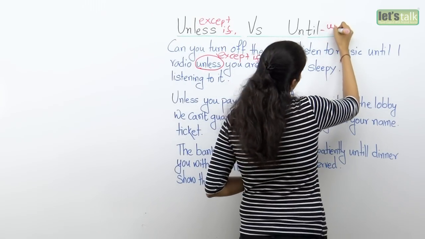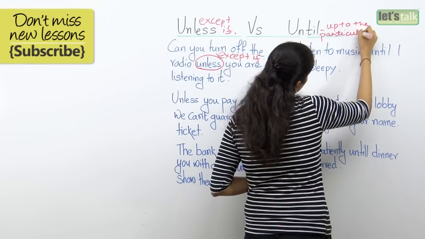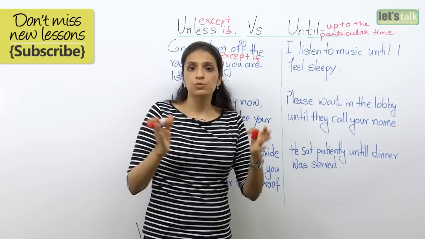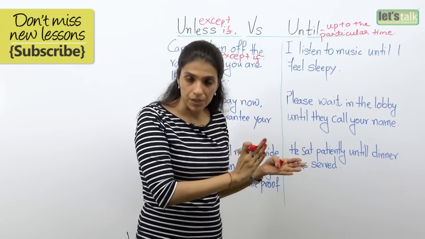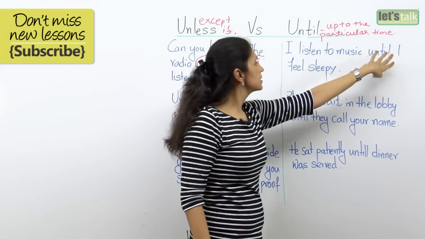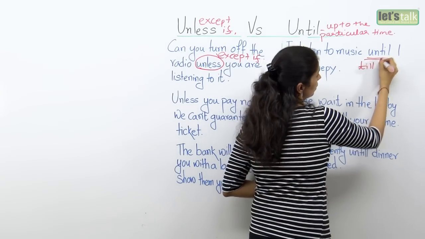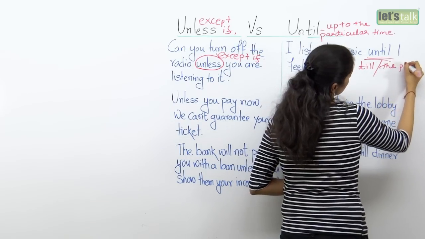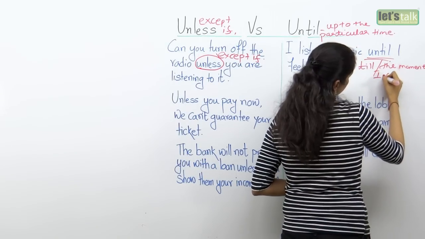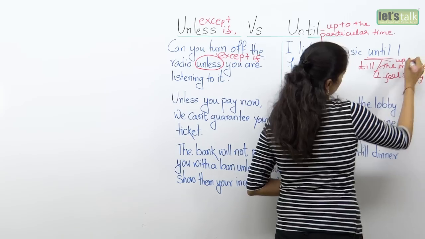And until means up to the particular moment you're talking about, or the particular time. Okay, so until means up to the particular time, till that particular time. Okay, from a time before up to a particular time. So I tell you, I listen to music until I feel sleepy. That means until, till I feel sleepy, or till the moment I feel sleepy. Okay, so up to the moment I feel sleepy.